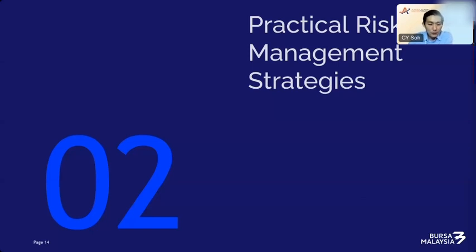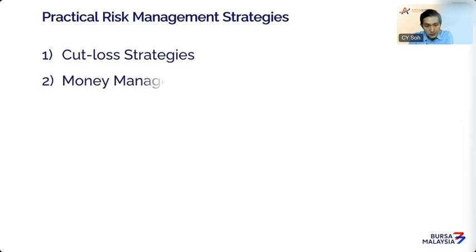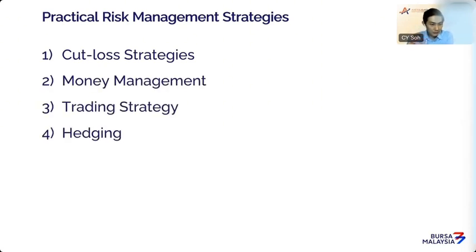Now let's go on to the second topic. Here I'm going to share with you a few practical risk management strategies. There are a lot of strategies that you are going to learn here. Generally speaking, there are 4 key areas of risk management in futures trading. They are cut loss strategies, money management, trading strategy, and lastly, which is a very advanced approach, hedging. I'm going to share with you each area in detail in the next few slides until topic 4.